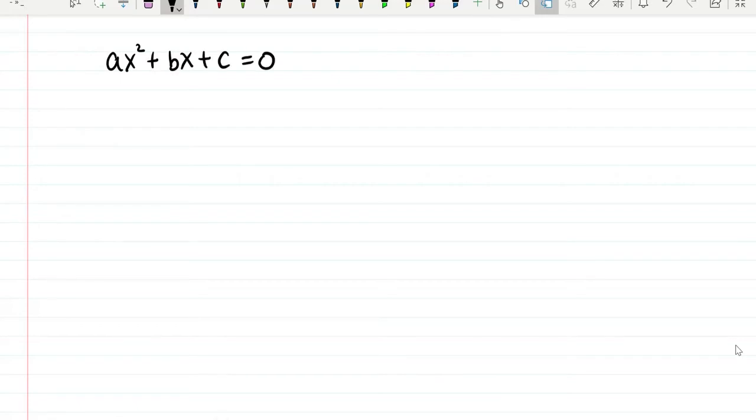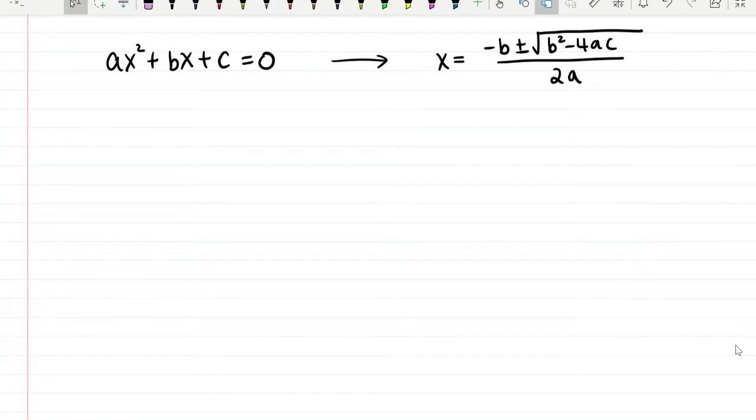Using this general form of the quadratic equation, we're going to make the formula, which is x is equal to negative b plus minus the square root of b squared minus 4ac, over 2a. The idea behind this formula is using the completing the square method that we talked about in the previous video. So we're going to follow the same steps as in the completing the square method.